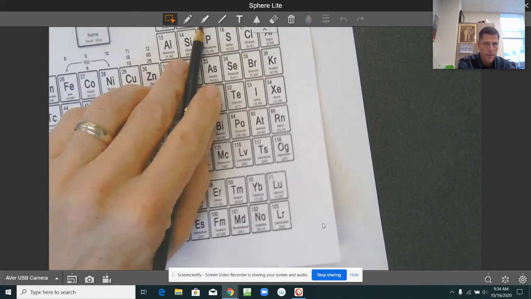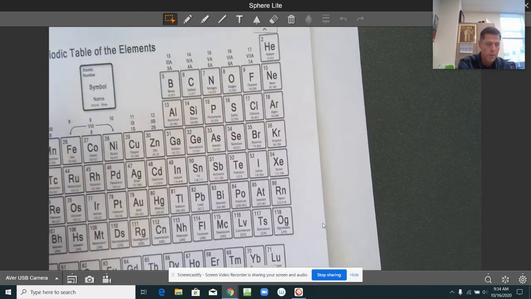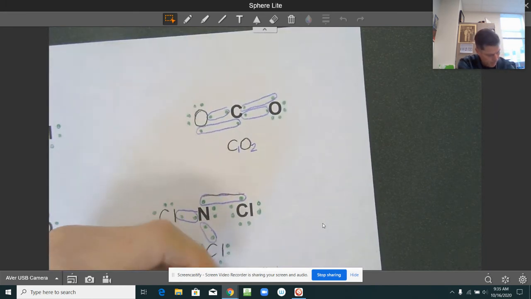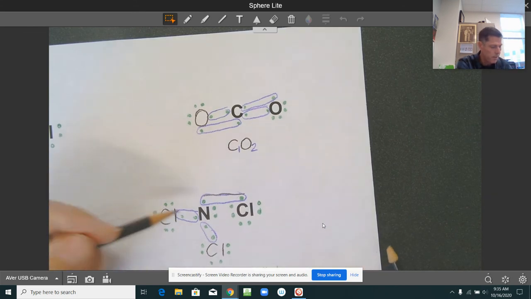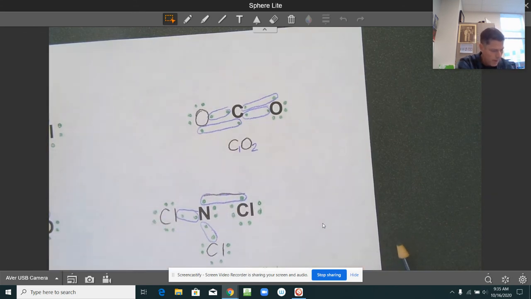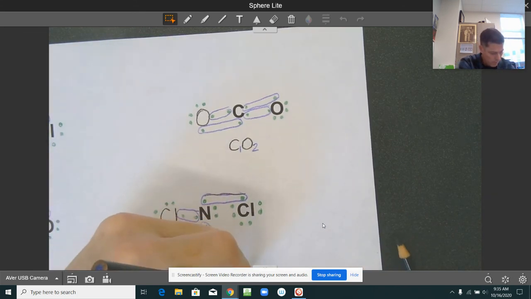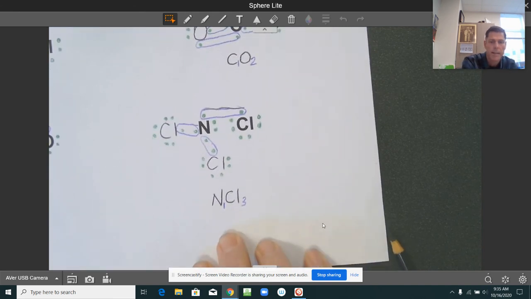So again, nitrogen is further left than chlorine, so I'm going to write nitrogen first. And then chlorine. And go through and summarize. I've got 1 nitrogen, and then I've got 1, 2, 3 chlorine. So I've got NCl3.